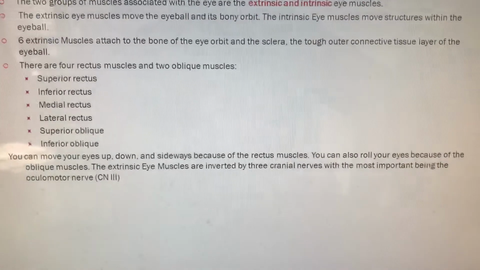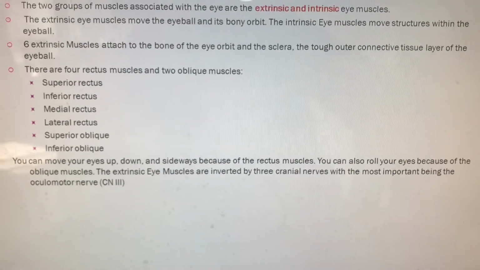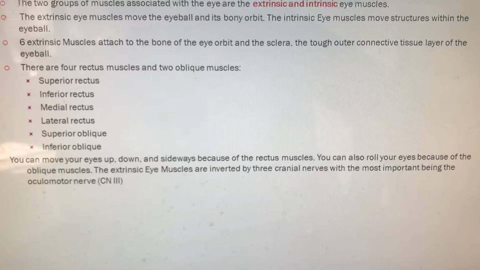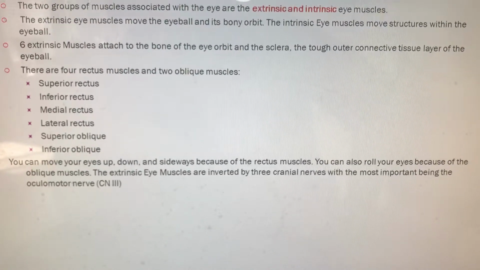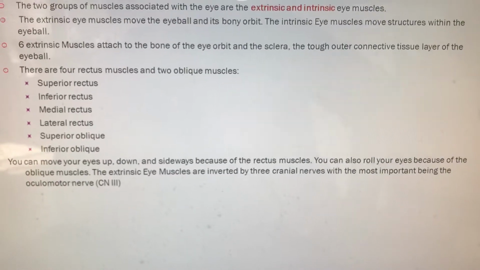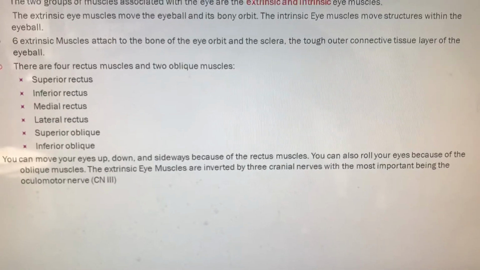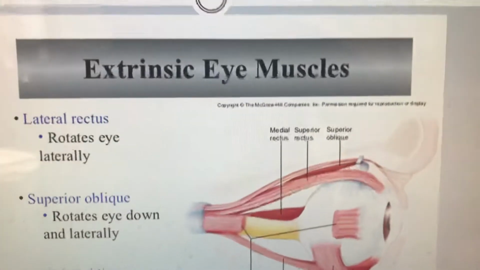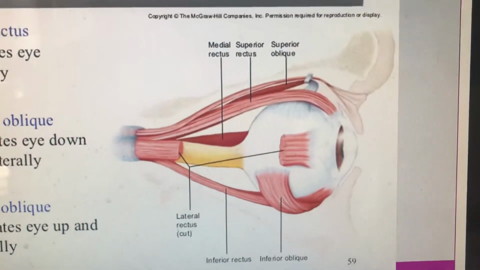You can move your eyes up and down and sideways because of the rectus muscles. You can also roll your eyes because of the oblique muscles. The extrinsic muscles are innervated by 3 cranial nerves, with the most important being the oculomotor nerve, which is cranial nerve number 3. Here's another picture here. As you can see, those are your muscles.